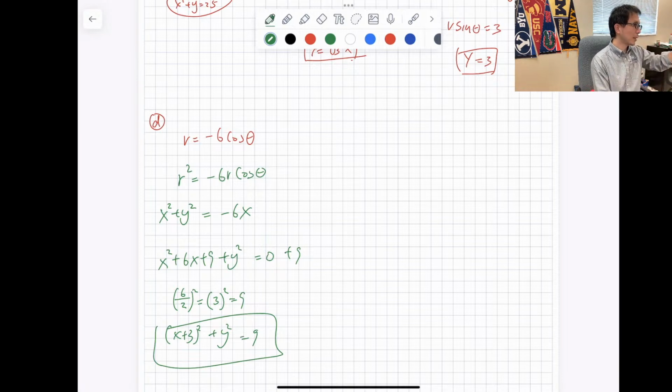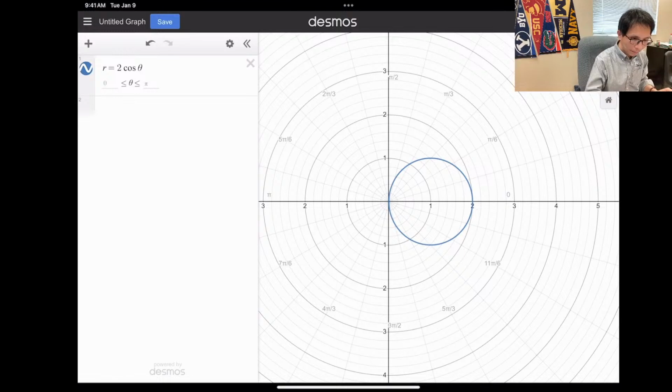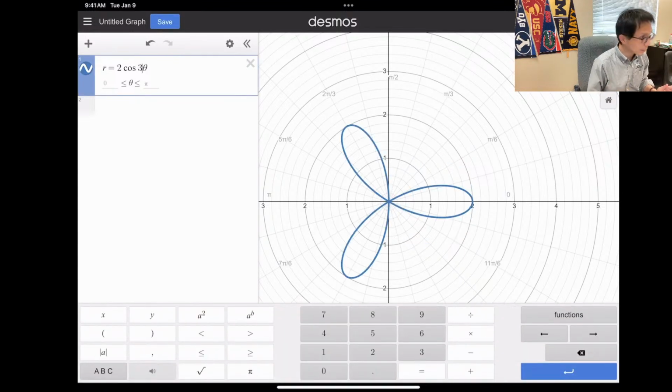It's just a bunch of lines like this, and some lines are smaller than the others, some lines bigger. So let's just say if I have 3 theta like this, right? What you have to be careful about is the symmetry. So this is 0 to pi. If you pay attention, 0 to pi and 0 to 2 pi.